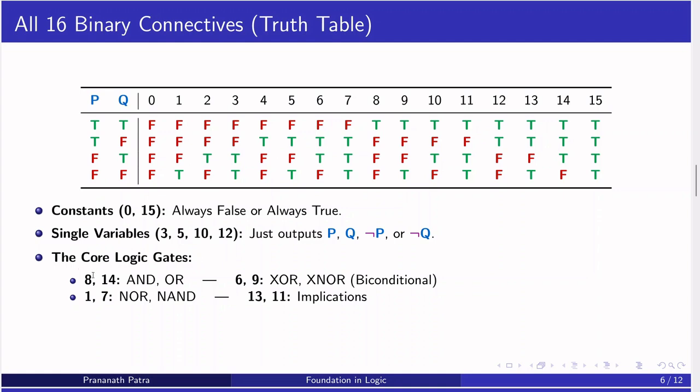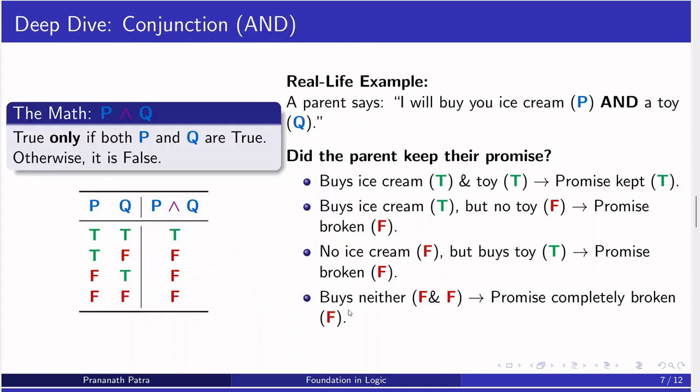Function 8 is AND. Function 14 is OR. Function 6 is XOR, exclusive OR. Function 9 is XNOR, also called the biconditional. Function 1 is NOR, function 7 is NAND, and functions 13 and 11 are the two forms of implication. We're now going to deep dive into each of the important ones.